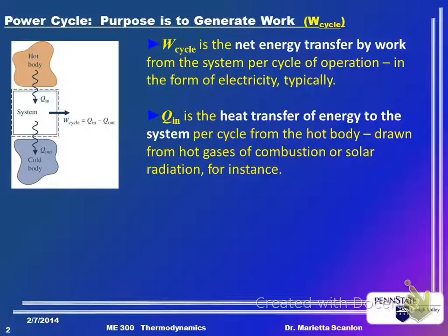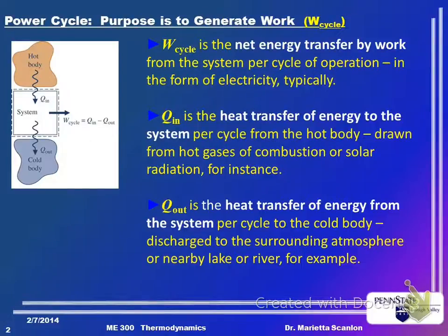So Q in is the heat transfer to the system per cycle from the hot body, drawn from hot products, hot gases, combustion, solar radiation, whatever you're using as your heat source comes from your hot body. Okay? Q out is the transfer of energy from the system to the cold body. And it's discharged to the surroundings.